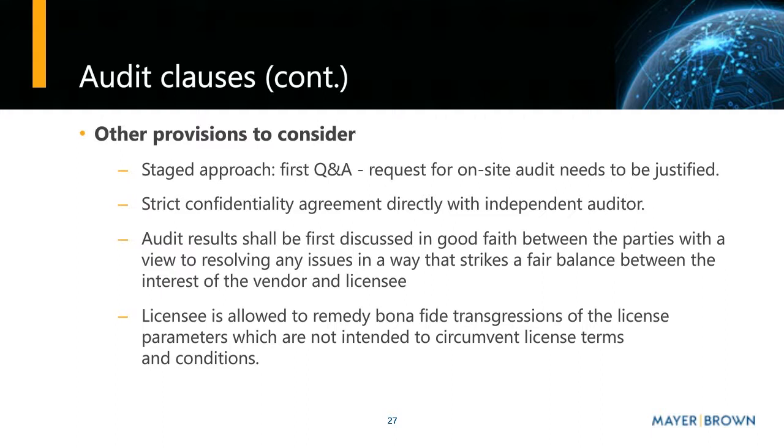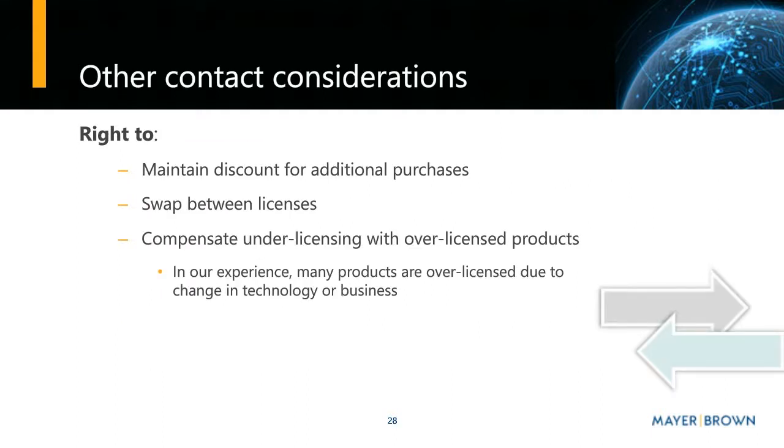And then the final slide. This is useful in relation to the renegotiation of the audit clause, but also in relation to the settlement agreement. Is to include language in relation to additional purchases and the price at which this needs to happen. So if you can include a provision that says any additional purchases shall be at the same discount as the original license, that can be very useful in the event of an audit. The same goes for swaps between licenses.